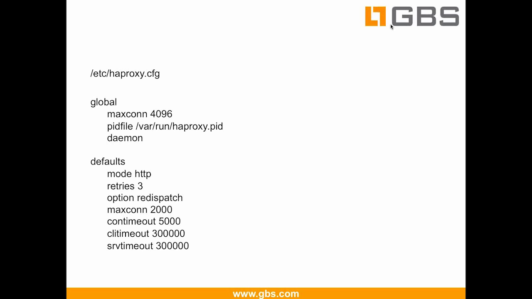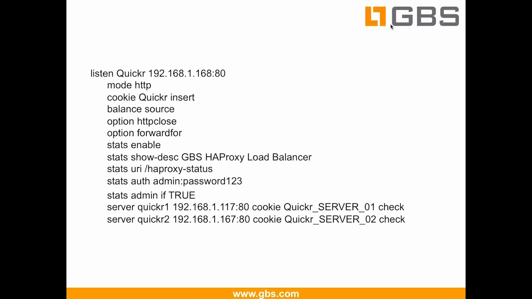There's some timeout values. We have found that with using this with Sametime, the Sametime chat clients tend to be pretty chatty with trying to stay connected to the Sametime server, so we've had to increase the client and server timeout values to 300,000. Those are, I believe, in milliseconds there. In this case, we've got it listening for a quicker server in this config file. It's listening on the local HAProxy IP address on port 80.